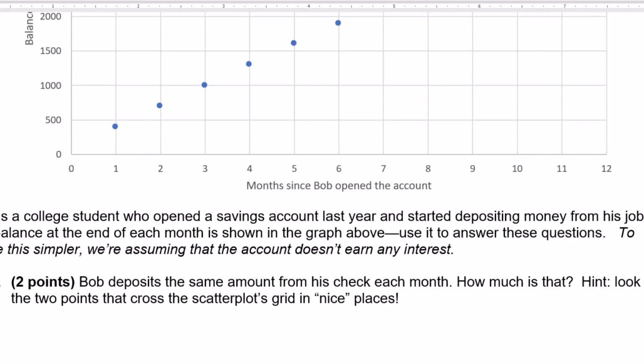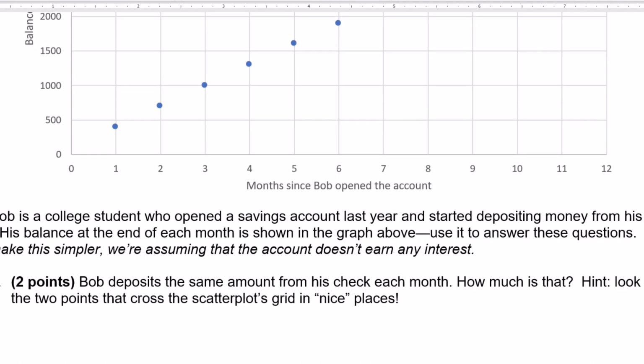Bob is a college student who opened a savings account last year and started depositing. Okay, good. To make this simpler, we're assuming the account doesn't earn any interest, which does make it simpler. We'll deal with that in a couple weeks in 105, which is the realistic way to save money. Bob deposits the same amount from his check each month. How much is that? Hint, look for the 2 points that cross the scatter plot's grid in nice places.